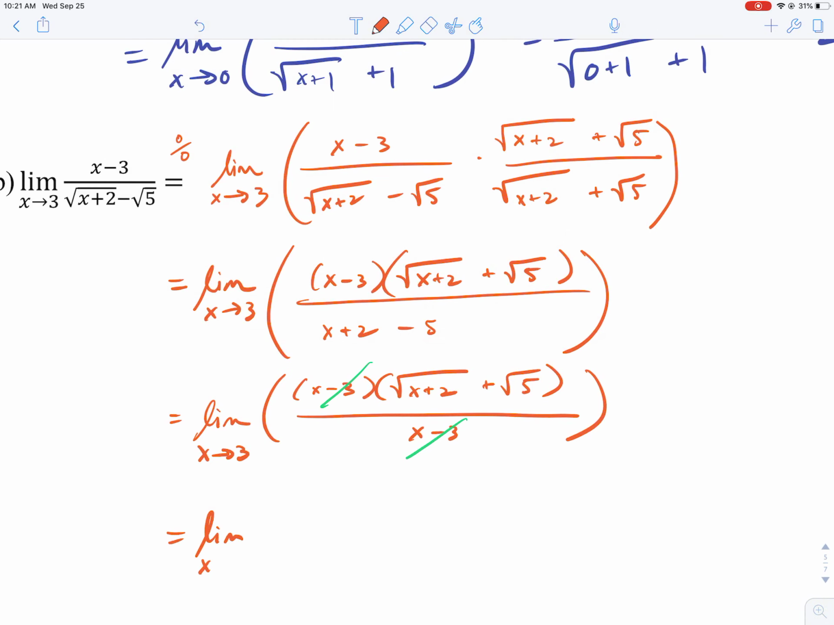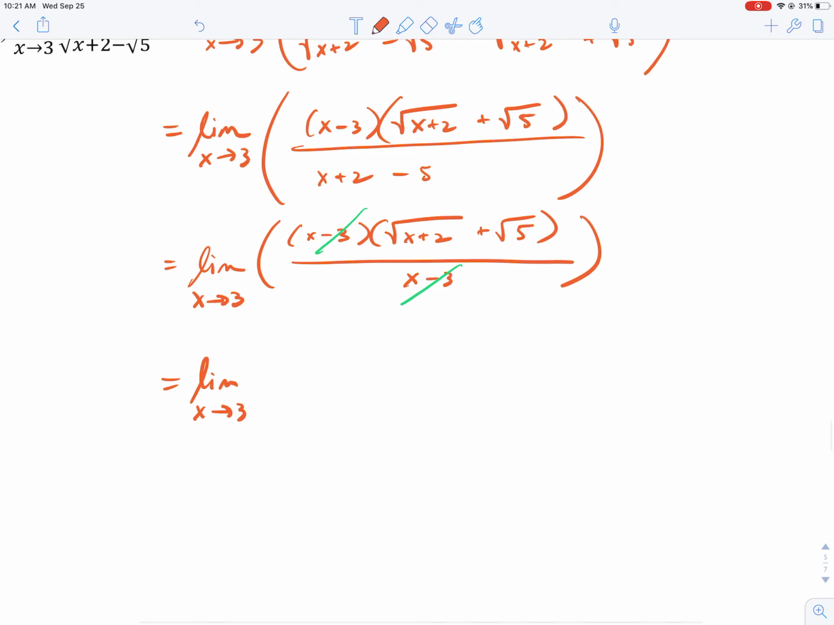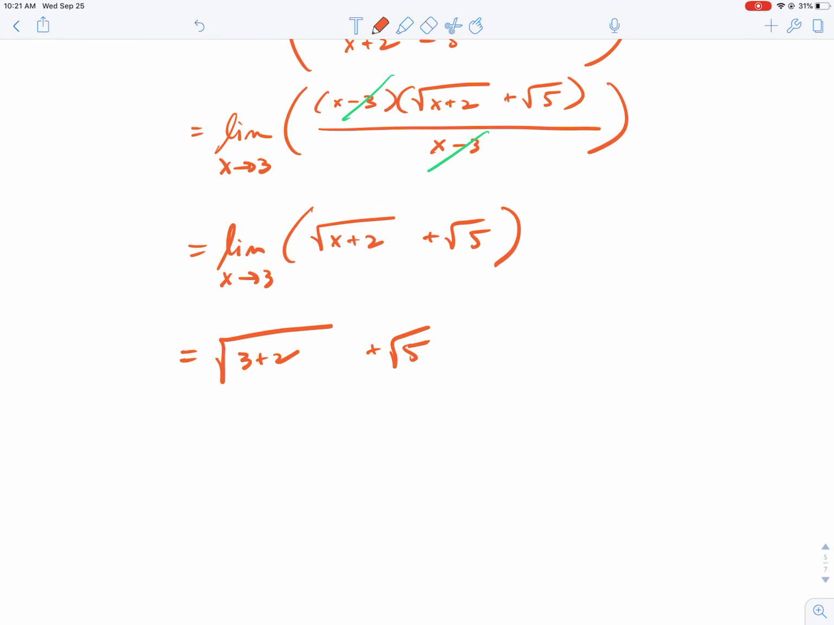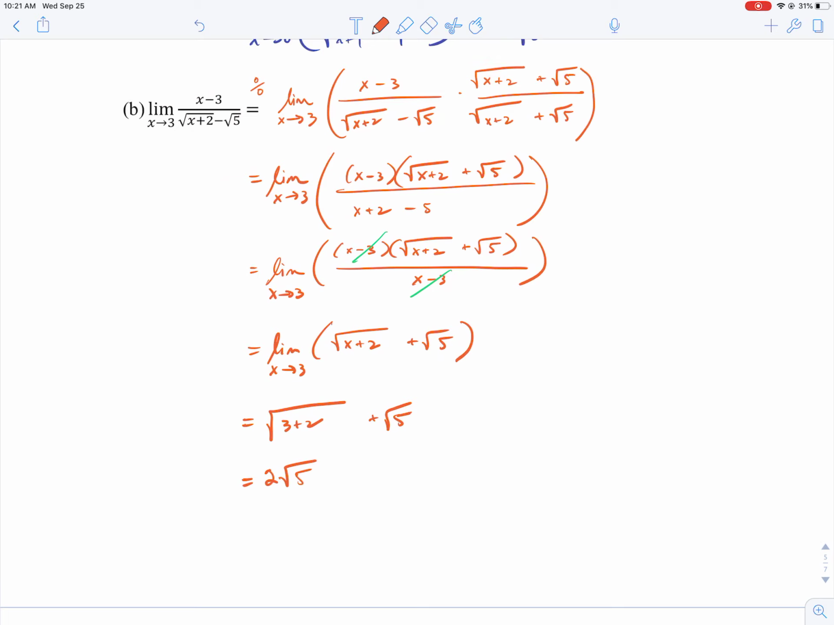And we're left with the limit as x approaches 3 of root x plus 2 plus root 5, where now we can try direct substitution again. And that ends up being root 5 plus root 5, which is 2 root 5. Okay, so 2 root 5 is our limit.